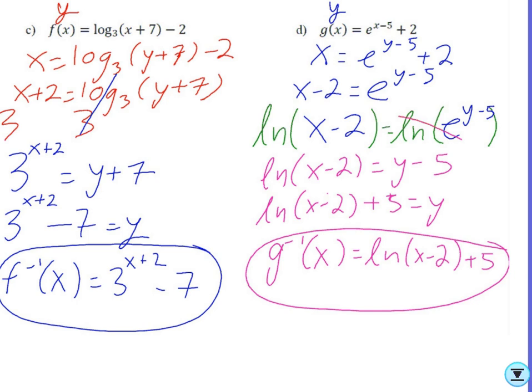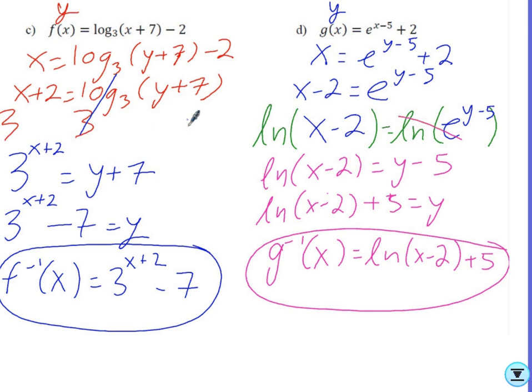Letter C, we have, again, switching x and y. X equals log base 3 of y plus 7, minus 2. Isolating the logarithmic function, we add 2 to each side. Then to get rid of the log base 3 here, we exponentiate, or drop a base of 3 on each side, which on the left-hand side has 3 to the x plus 2 power. And on the right-hand side, the 3 and the log base 3 cancel, and we get y plus 7.